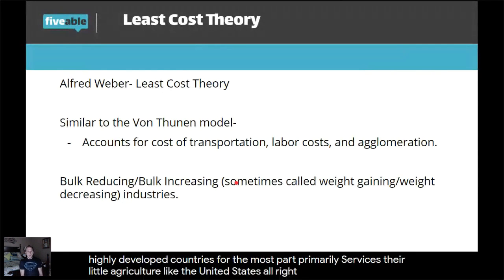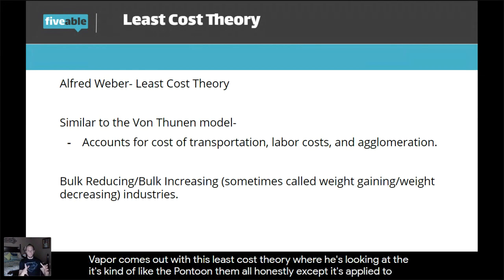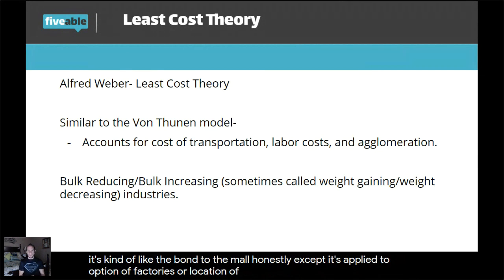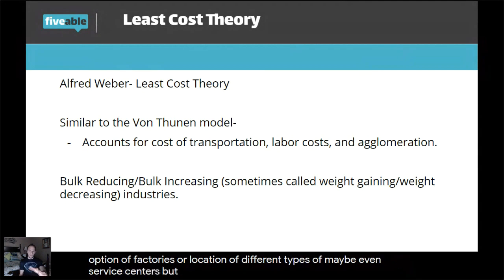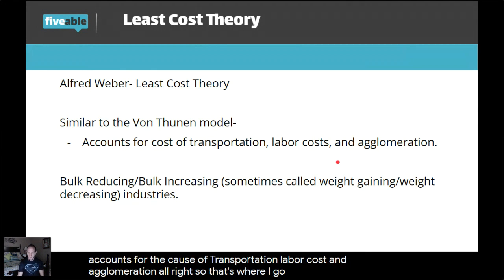All right, least cost theory. Alfred Weber comes up with this least cost theory where he's looking at, it's kind of like the von Thunen model, honestly, except it's applied to location of factories or location of different types of maybe even service centers. But usually you think about this in terms of a factory. It accounts for the cost of transportation, labor costs, and agglomeration. All right, so this word agglomeration.